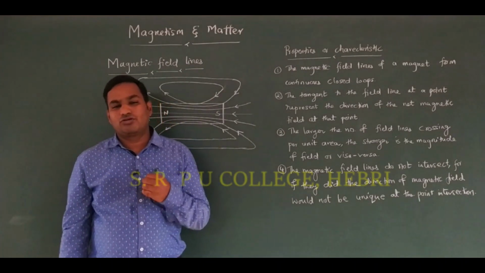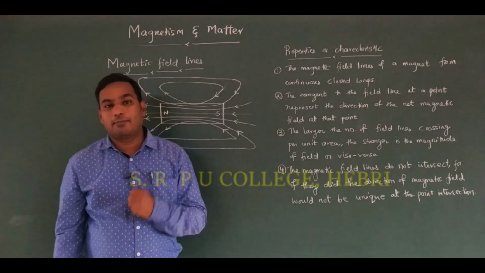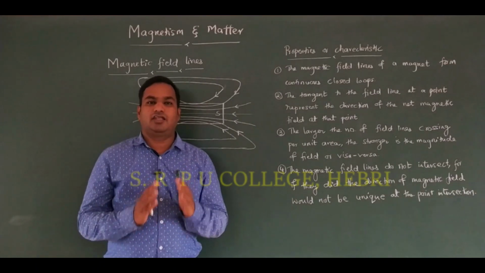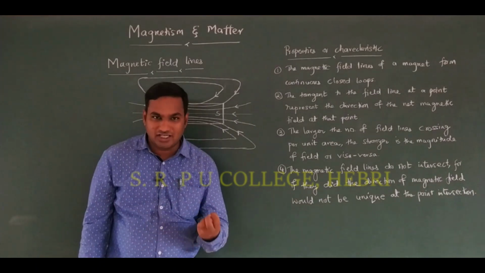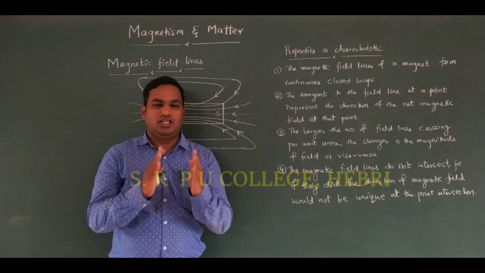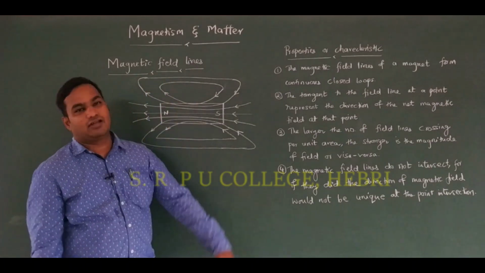Then we're going to think of the next important thing. When a magnetic needle or bar magnet is placed in an external uniform magnetic field, what is the torque created, and what is the time period of oscillation? Those expressions we're going to learn. Dear student, first we discuss the magnetic field lines.